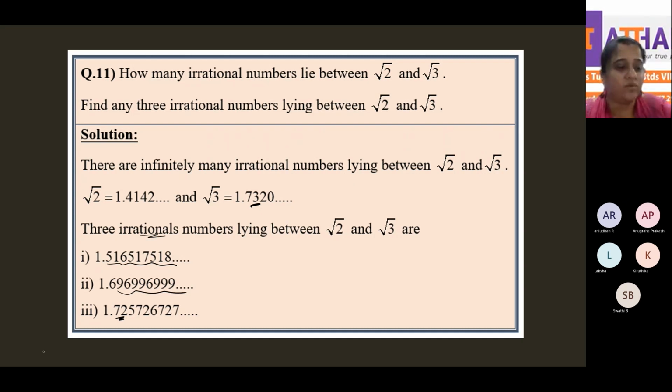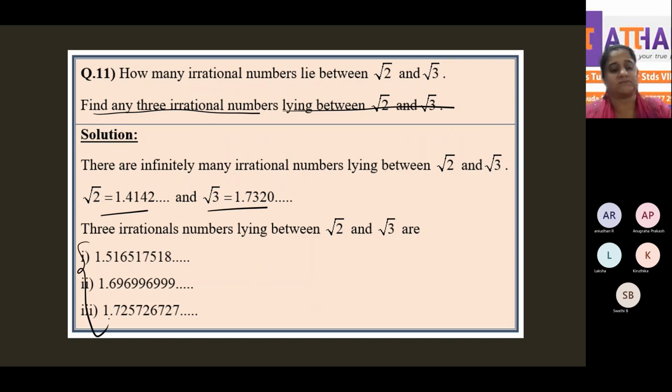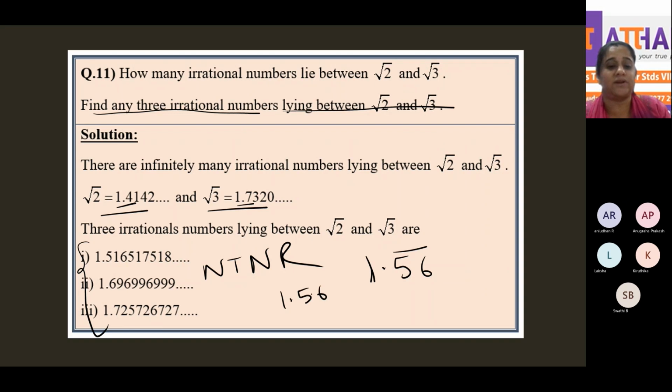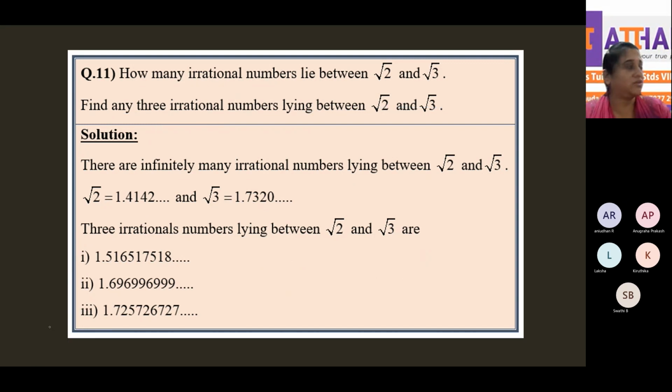So you should know the value of root 2 and root 3. Okay, so find any 3 irrational numbers between root 2 and root 3. So root 2 is this one, root 3 is this one. Between those two, you should write 3 irrational numbers. So they must be non-terminating, non-repeating decimals. You should not write 1.56 like this. I wrote between 1.4 and 1.7, so I wrote 1.56 recurring. This one is a rational number because it's non-terminating, repeating. But they are asking you to write irrational. So be very careful. That's about this answer.